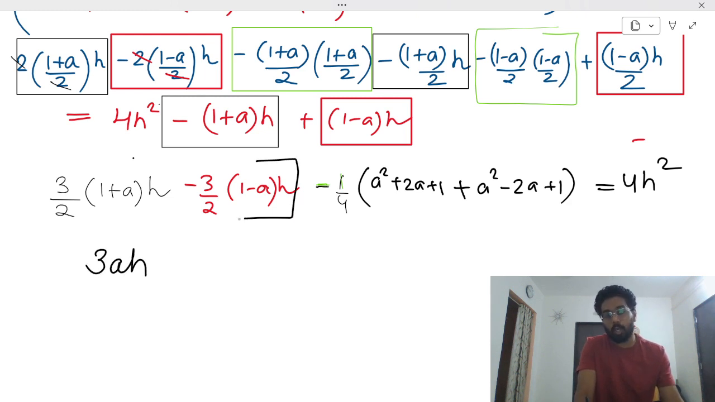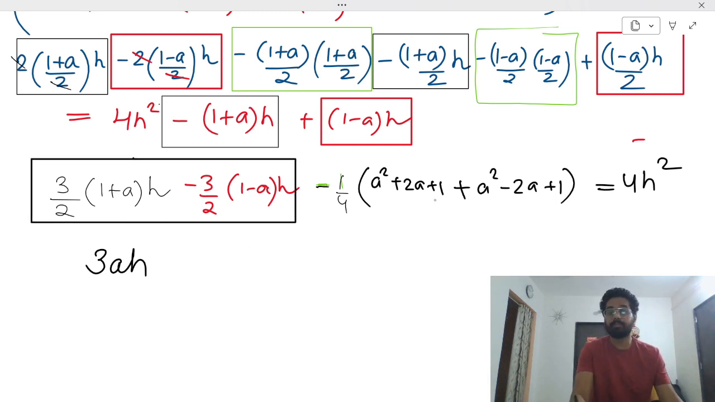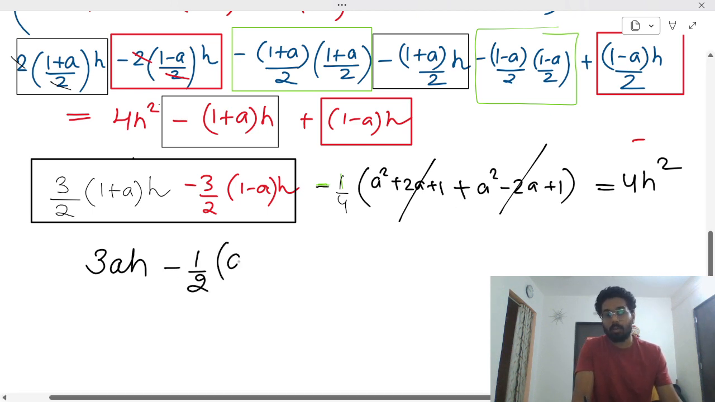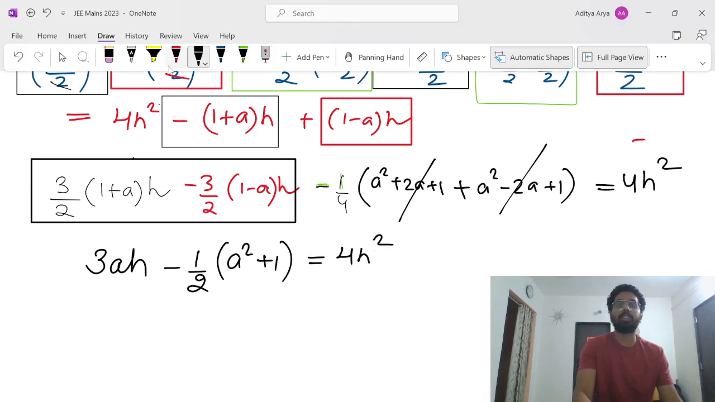Solve this portion. You can pause the video and check. This is going to be 3ah. Alright. Solve this portion. You will have minus 2a cancelled out. a square plus a square is 2a square. 2a square plus 2 by 4 is minus 1 by 2 a square plus 1. And on the other part, we are having 4x square. Now, let's bring all the things on the right hand side.